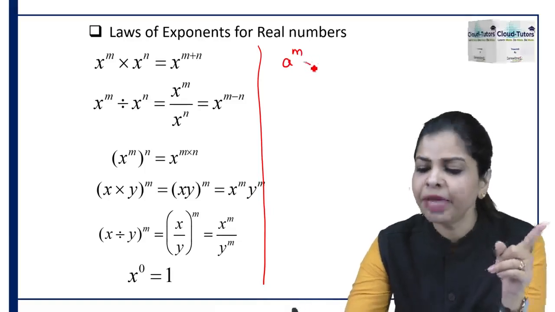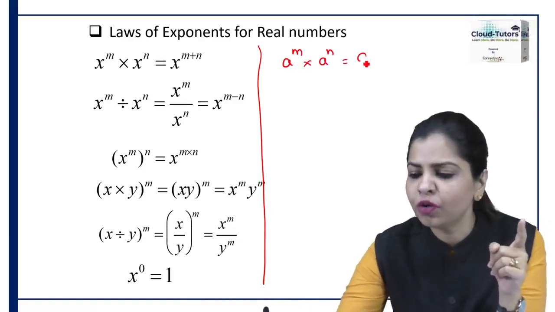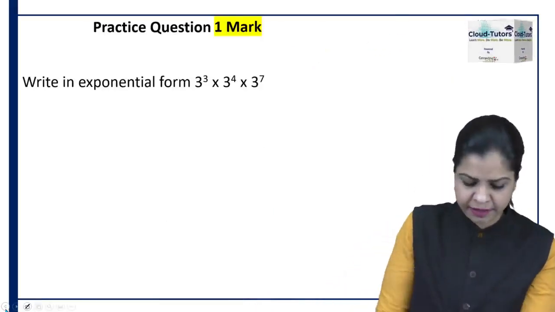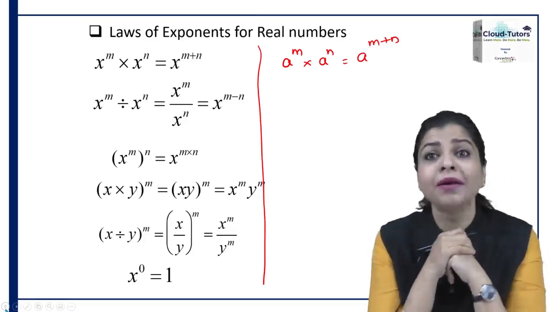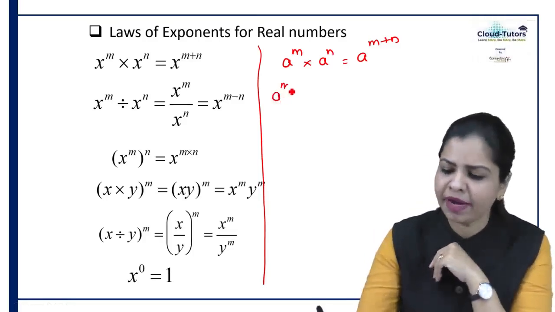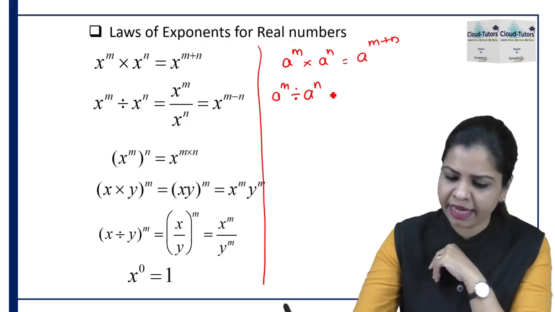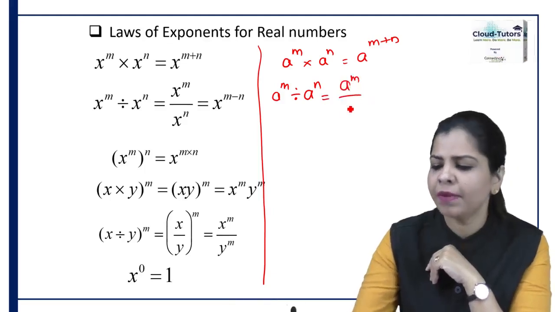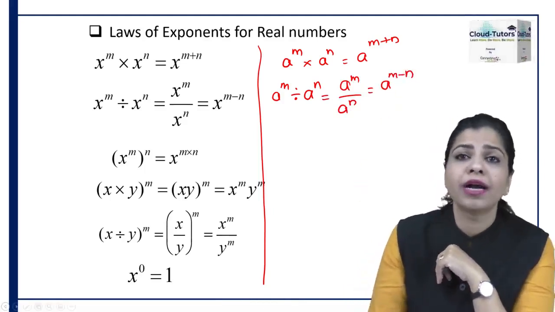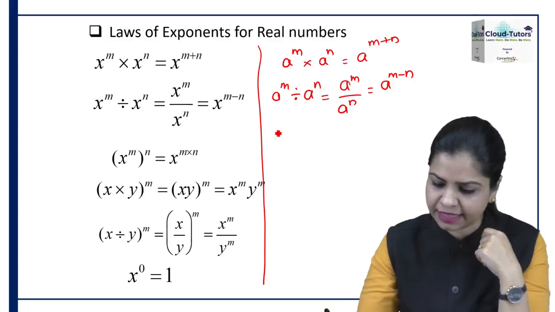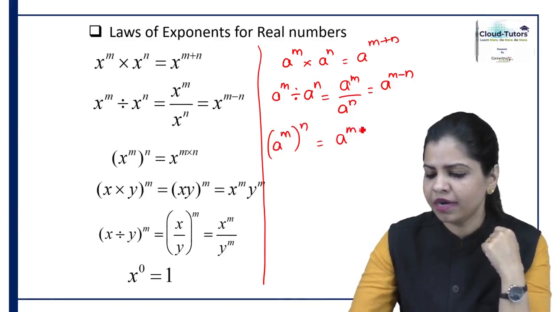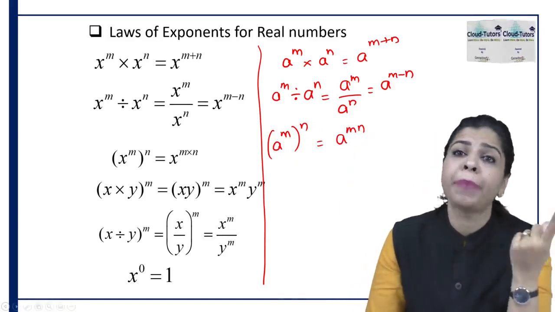A power m into a power n is equal to a power m plus n. And what do you call this law? You call this law the power of product rule. Here a power m divided by a power n is equal to a power m by a power n, and this is equal to a power m minus n. This is called the power of division rule. Next, a power m whole power n is equal to a power mn. This is called the power of power rule.